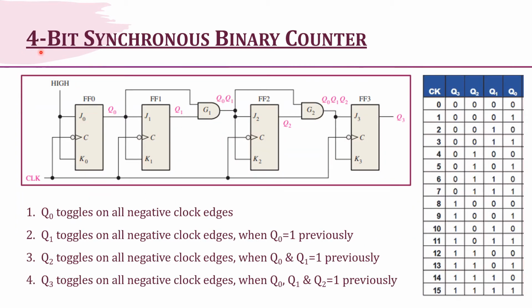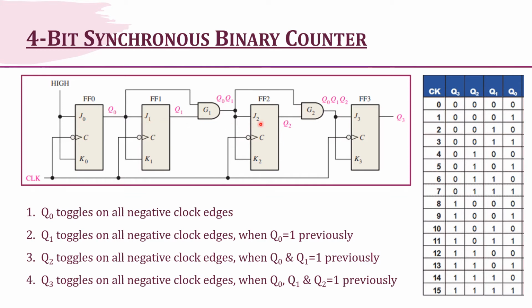Similarly, let's look into this 4-bit synchronous binary up counter. The first flip-flop is connected to logic 1. So this F0 will toggle on every negative edge of the clock pulse. Then what about the case of F1? F1 toggles on all negative clock edges when Q0 is equal to 1 previously. So when Q0 is equal to 1, J1 is equal to K1 is equal to 1. That makes this F1 toggle.